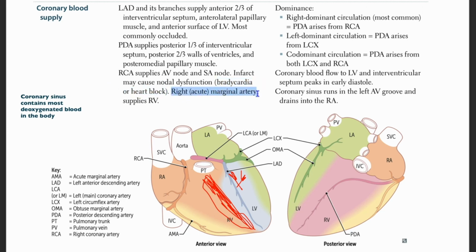The right acute marginal artery supplies the right ventricle. Okay, that's this one, acute marginal artery. Okay. Yeah, so that comes from the RCA, which is the right coronary artery. Okay, so don't confuse your coronary with carotids and cerebral arteries. Okay, so RCA is for right coronary artery in the heart. Okay, so AMA.